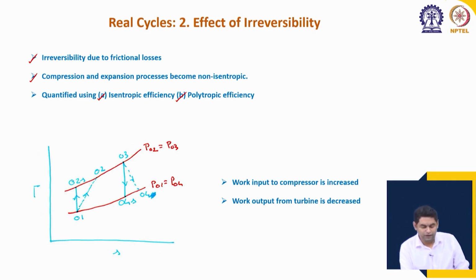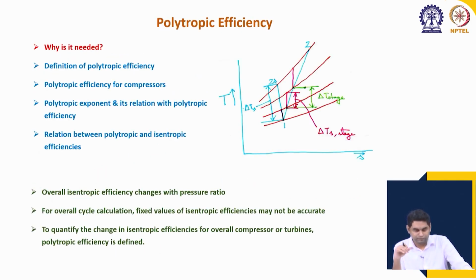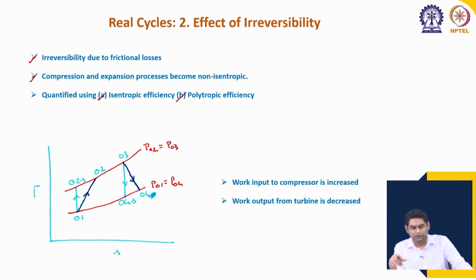We have seen that the actual processes, due to this irreversibility, deviate from the ideal process and go like this from 01 to 02, and the turbine expansion process will go like this from 03 to 04. The net effect was that the compressor work input was increased while the turbine work output was decreased. And we had quantified that using the isentropic efficiency.